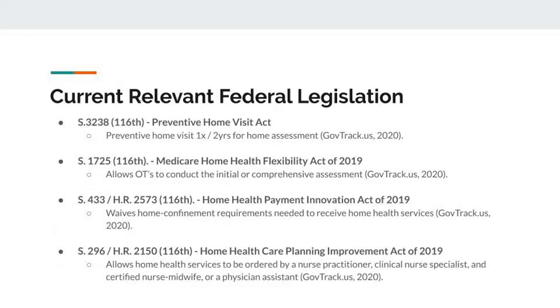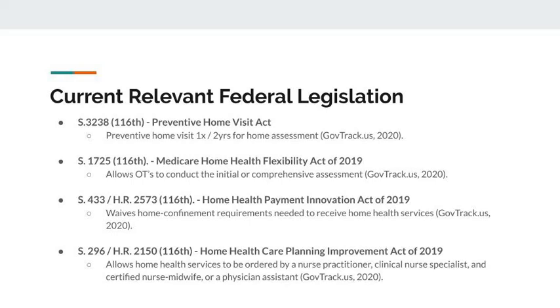There are 4 bills currently in legislation that we should be aware of. The first one is the Preventative Home Visit Act, which provides preventative home visits one time every 2 years for home assessment to identify health risks and provide referrals for interventions and modifications in order to improve physical activity, reduce fall risk, and provide nutritional guidance. The second bill is the Medicare Home Health Flexibility Act, which allows OTs to conduct the initial or comprehensive assessment for home health services in place of PTs or speech therapists if it doesn't require skilled nursing care.